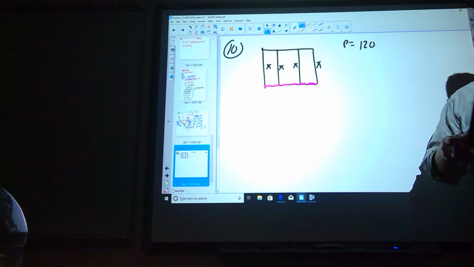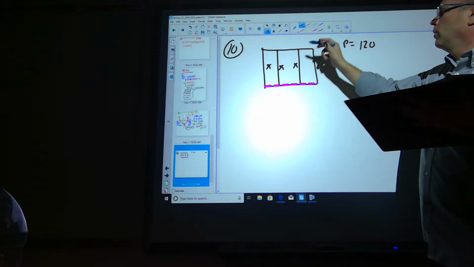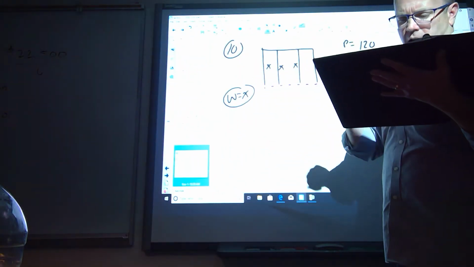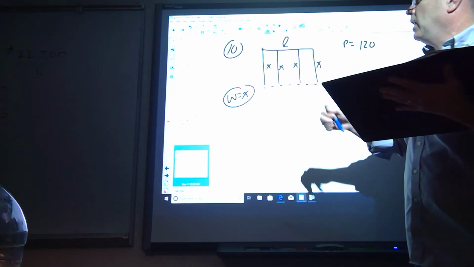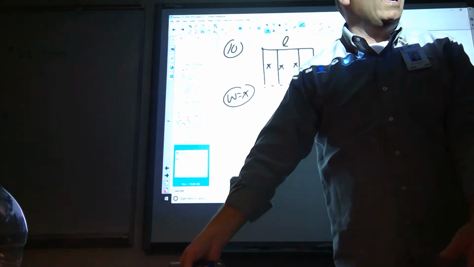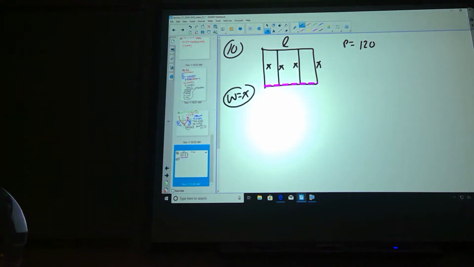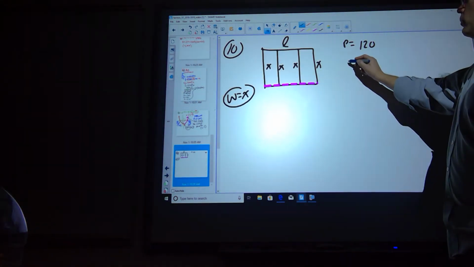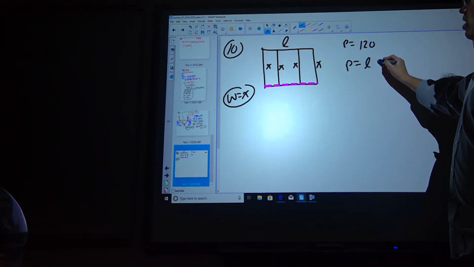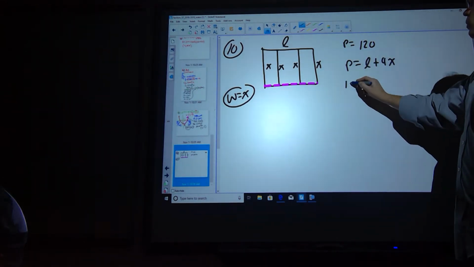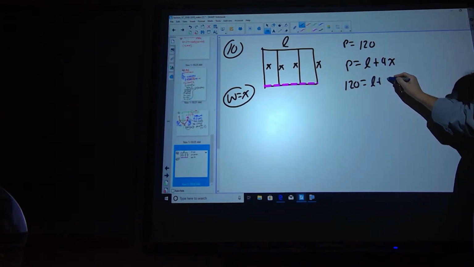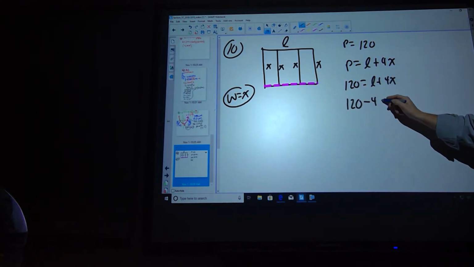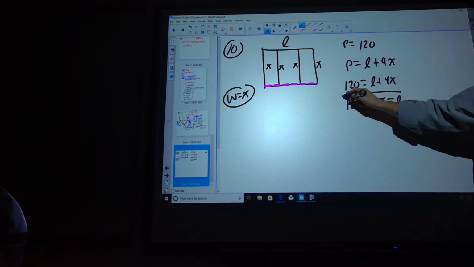Agree? So those are the widths. So we're going to say that the width is equal to x. And then I have just a singleton length up here. I don't have to use the length against the garage because we're not going to put fencing along that, right? All right, so my perimeter equation is going to be L plus 4x. So that's 120 equals L plus 4x. I want to solve it for L, so I get 120 minus 4x. That's equal to L. Is that okay?